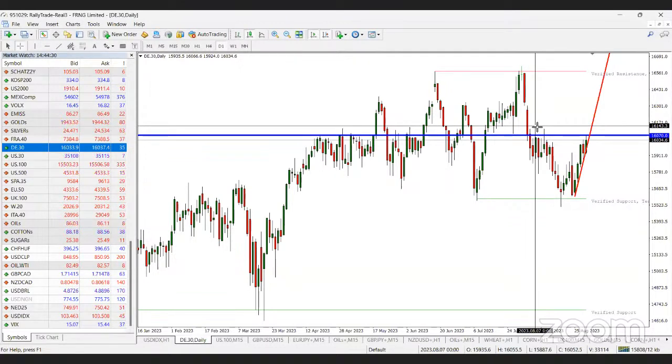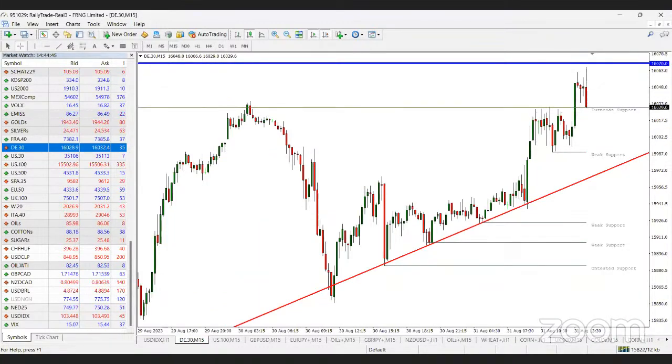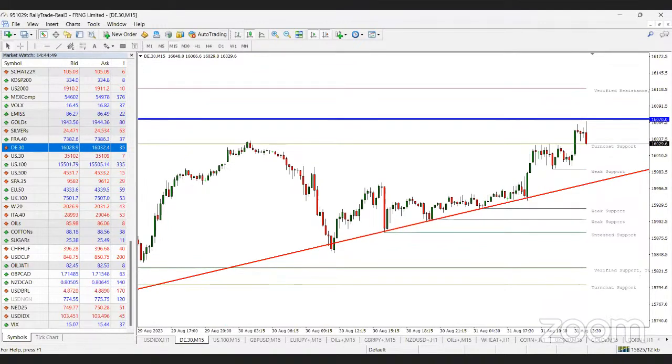Okay, so that's my advice for DE30. Of course, as we approach the 230 session, we will look closely, maybe on 5 minutes or 15 minutes, and decide what to do. But right now, I see that retracement on the 15 minutes, and I feel like we can actually take advantage of the bearish move going on in the market right now.